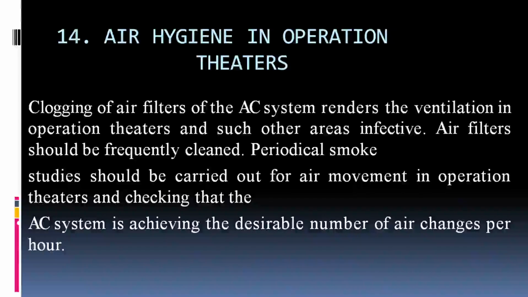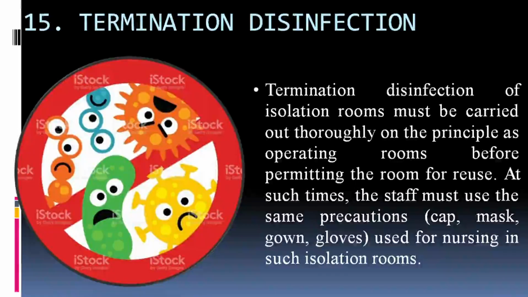Then 14, the air hygiene in the operation theatre. Clogging of air filters of the AC system renders the ventilation in the operation theatres and such other areas infected. Air filters should be frequently cleaned. Periodical smoke studies should be carried out for air movement in the operation theatres, checking that the AC system is achieving the desirable number of air changes per hour. Then termination disinfection. Termination disinfection of isolation rooms must be carried out thoroughly, on the same principle as operating rooms, before permitting the room for reuse.